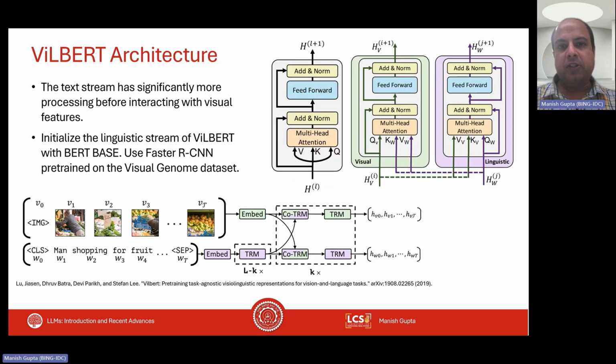Now, after this, people tried to improve the architecture. They came up with a new model called Wilbert. Okay. By the way, you can also look at these papers. Most of my slides actually have citations for these papers at the bottom.